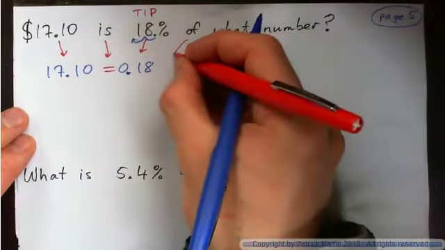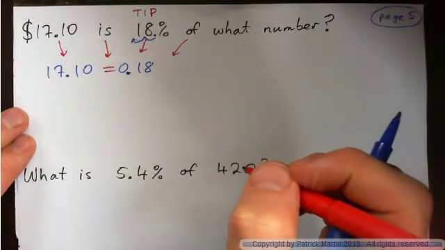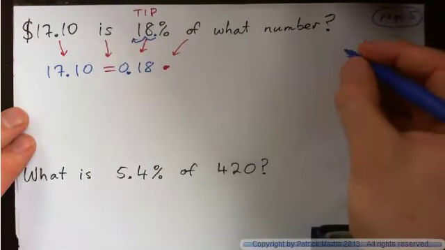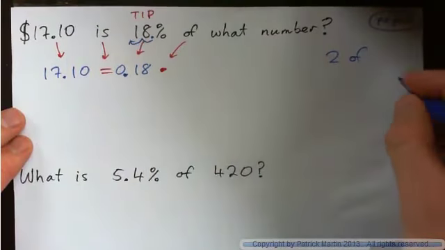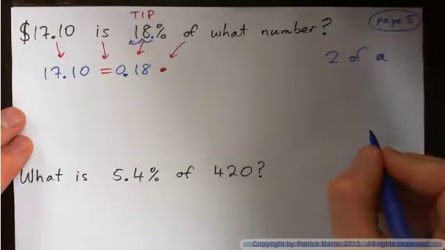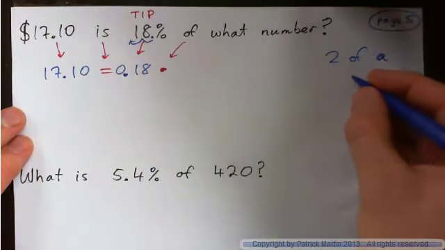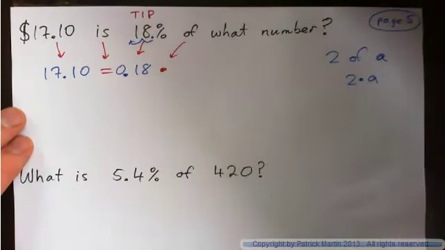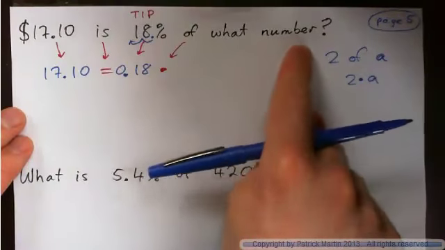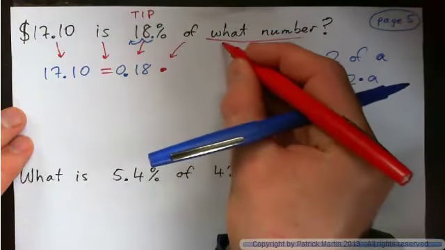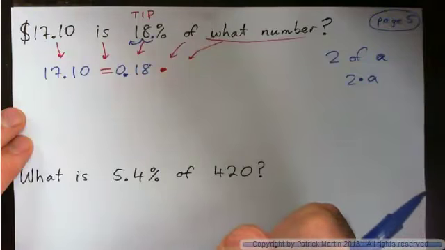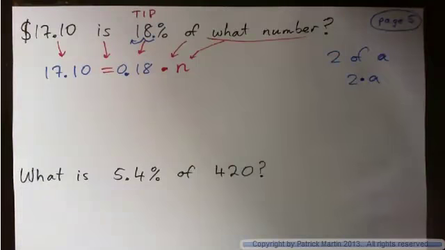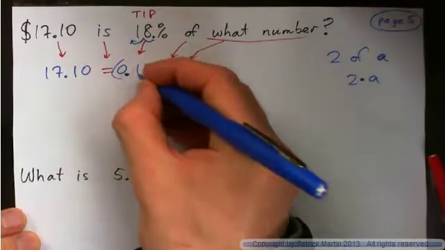Of, what's of? Of means multiply, right? It's kind of like, if you remember, 2 of those apples is like saying I want 2 times an apple. Of means multiply, right? 18% of what number? How can you write what number? N, or X, or A, or B, or whatever you want. Some letter, right? So I have 0.18 times N.